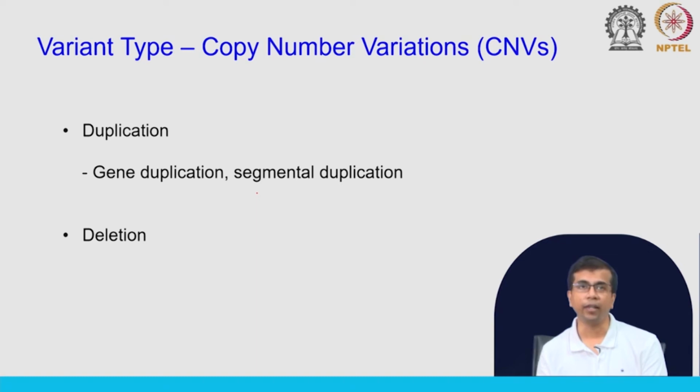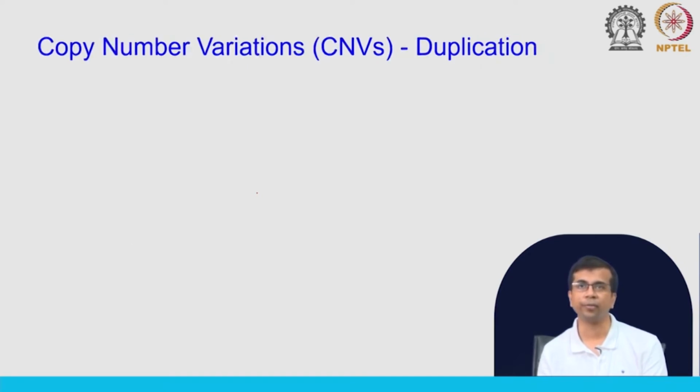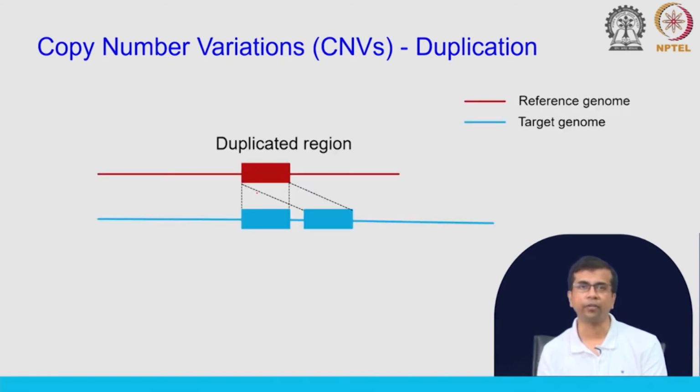And similarly, you can have deletion. Again, do not confuse this with the indel ones, these are large scale deletions, which means a gene or a segment can be deleted. Just to illustrate copy number variation, you can imagine this is a region, a gene or a segment of the genome. In the red, this is the reference genome, and in the blue target genome, you have this region present in 2 copies. So, this is what we call duplication.